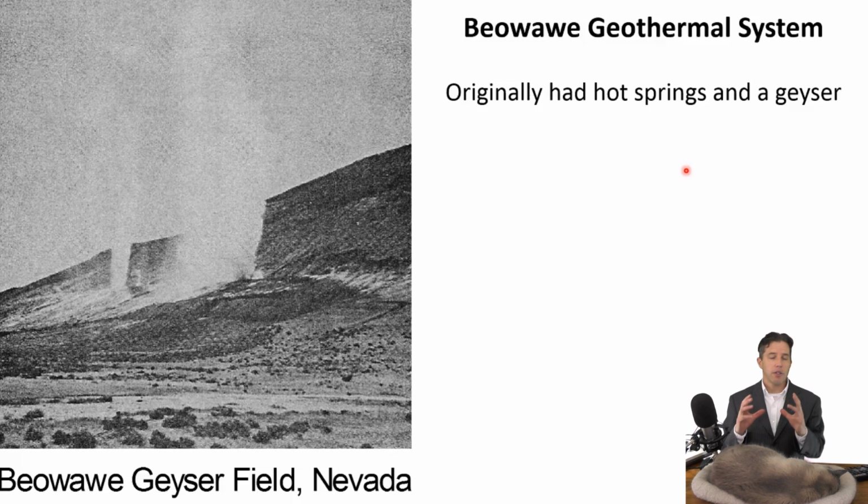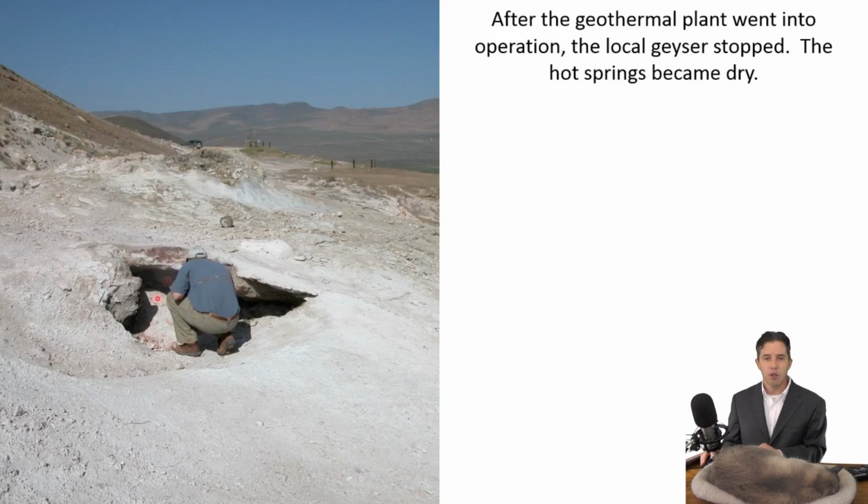And before they started that power plant, there was a geyser field out there in Nevada, Beowawe Geyser Field. So kind of like Old Faithful, just not as famous. And it would shoot off hot water, and there were hot springs around, kind of like I showed you in that last picture. Well, after they started the geothermal power plant and started extracting hot water out of the ground, one of the first things that happened is the geysers stopped and then the hot springs dried up. So here's a place that used to have hot springs and there's nothing there anymore.